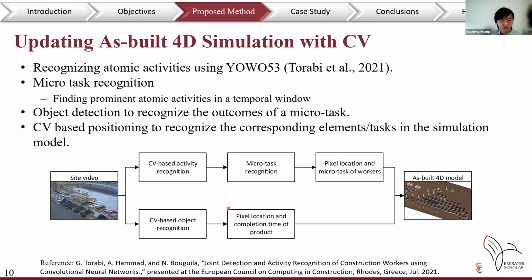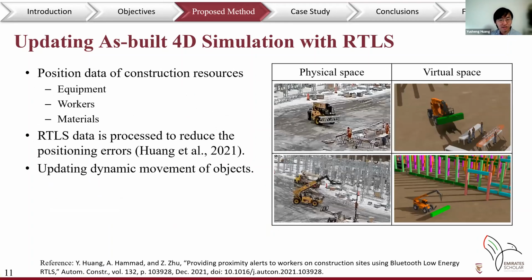At last, we detect the position of workers and the finished element in order to recognize the corresponding elements and tasks in the simulation model. With RTLS, the position of construction resource can be obtained. The raw RTLS data usually comes with errors caused by different factors, for example, occlusions. So to minimize this error, extra processing is applied. The 4D simulation model will then be updated according to the smooth RTLS data.